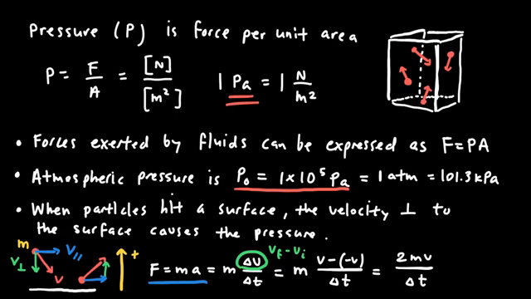Or more logically, it would make sense to talk about a large number of particles, which would typically be represented by a capital letter N, and say that each particle is exerting this force of 2mv divided by delta t, and there are N particles. So the total force would be N times this expression for the force, and the area would probably be the total area of the surface of the container.